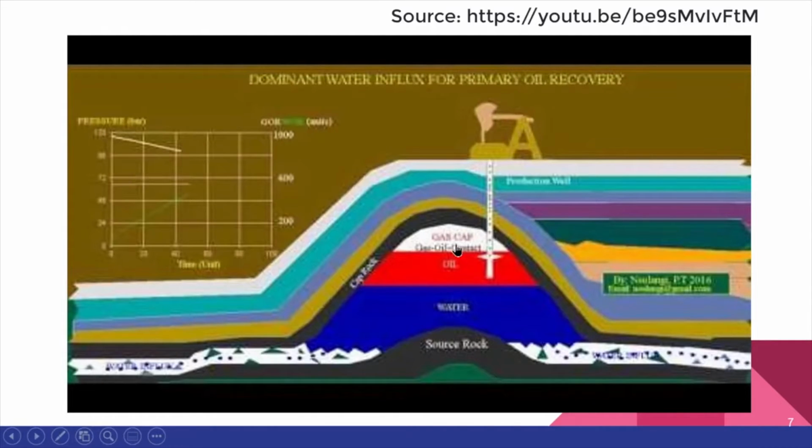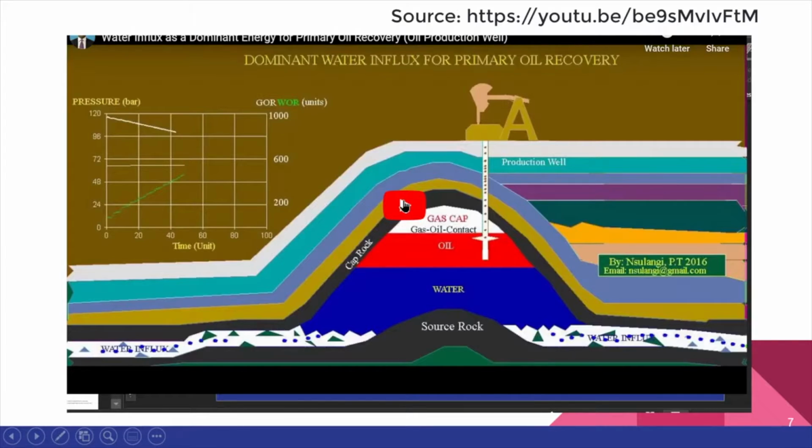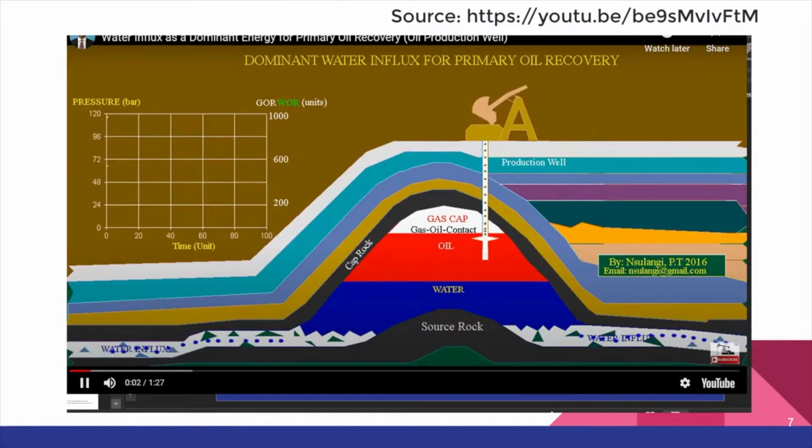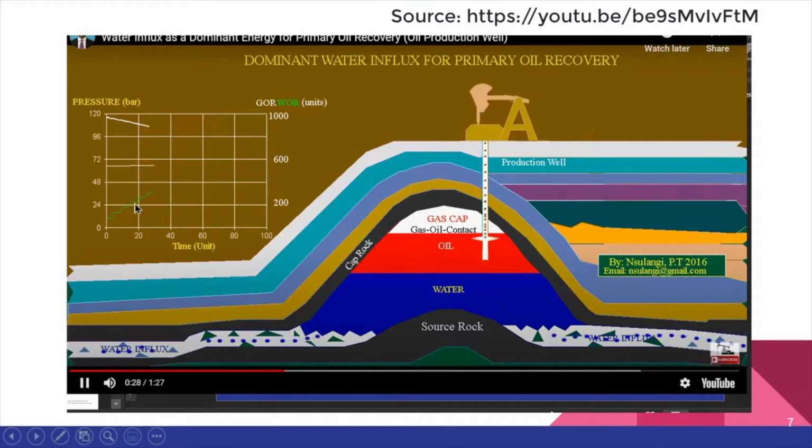So this video will show how actually the water influx happens. If you can see here, when the production starts, you have pressure here, and as we produce from the well, the pressure will start to drop in the reservoir. And then the green one is the water to oil ratio. So over time, your water oil ratio will start to increase, meaning that water will increase and oil will decrease. And for GOR, gas oil ratio, it remains the same.